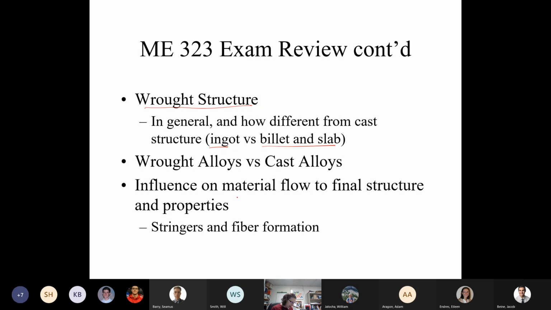The influence of metal flow on the final structure and properties. That is huge in many wrought processes. Fiber formation, this is what we talk about in forging. We talk about the fibers. And if you look at almost any forging promotion, it is going to tell you and show you the fiber formation. In rolling, we call these stringers. And again, these are the inclusions and how those ductile inclusions line up and the importance and influence of this.